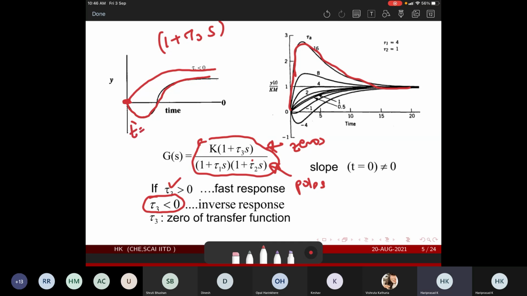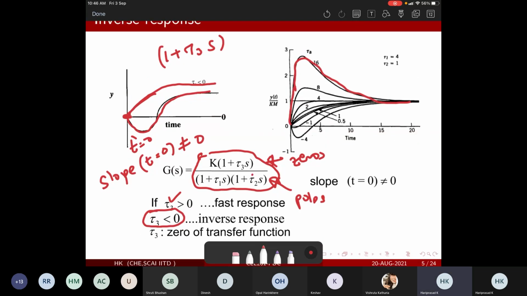So this is t is equal to t naught. Slope at t is equal to t naught will not be 0 and it may be negative. So if this is the positive slope, it can be a negative slope. So this is another thing that can add up if you have a numerator polynomial. The coefficient of the numerator polynomial will have a strong influence on the initial direction. Final direction, it doesn't have any influence. Initial direction of the response is influenced by the 0 value.